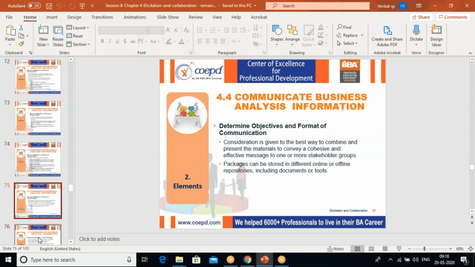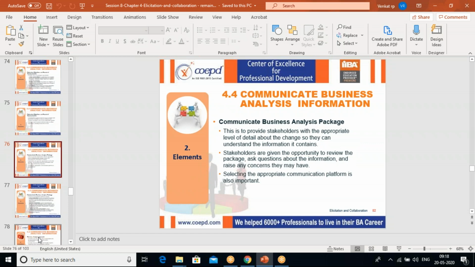And the next one is communicate business analysis package. First of all, we have to understand the objectives and format of the communication. What is the objective and format of the communication? We have to decide on it.